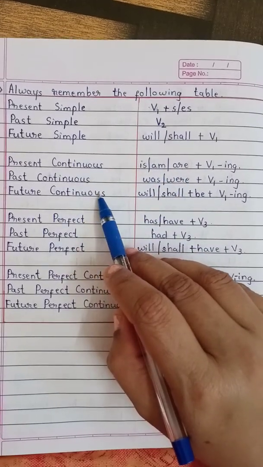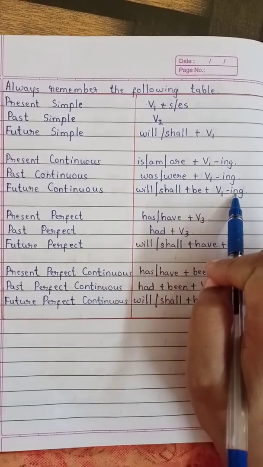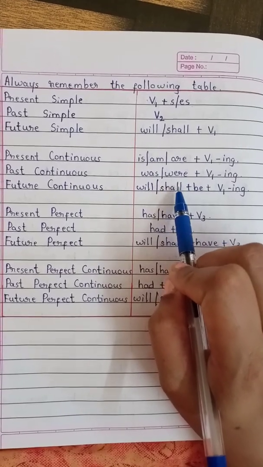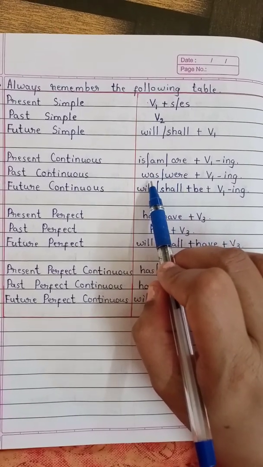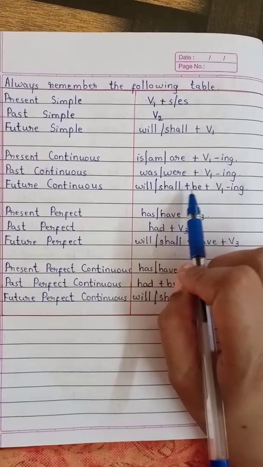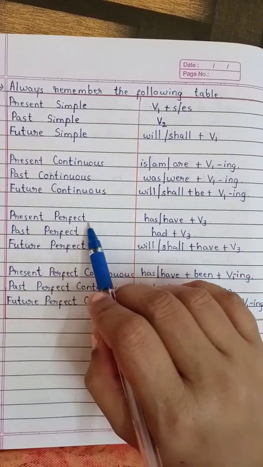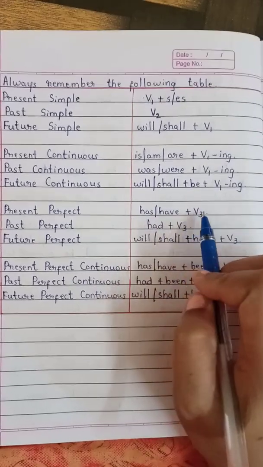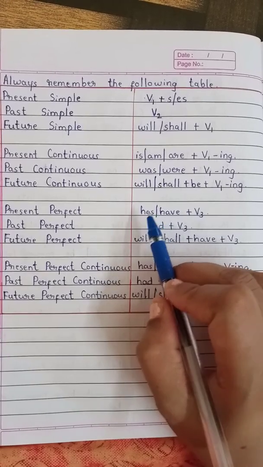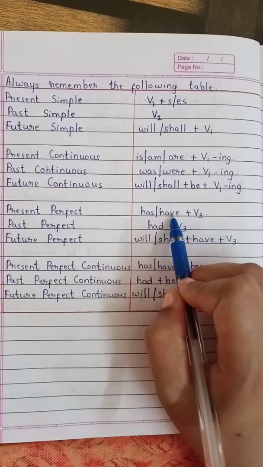So in future continuous, will or shall plus be plus V1 ing. As I told you all, we will use shall with I and we, and with the second and third person, we will use will. In present perfect, has or have plus V3. As I have told you all, whenever you are using the V3 form, compulsorily you have to use has or have.